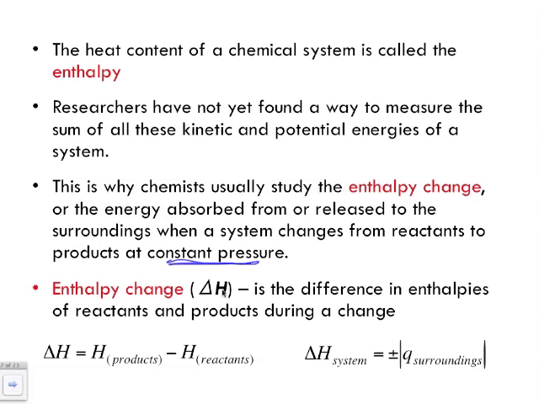And enthalpy change, we're going to use the symbol delta H, is the difference in enthalpies of reactants and products during a change. So what we have here is the enthalpy change, delta H, which is really the heat content of the products subtracted by the heat content of the reactants. And we're looking at the overall enthalpy change of a system. It's equal to pretty much the heat of its surroundings. Okay, and we're going to talk a little more about that in the next video when we're looking at molar enthalpies.